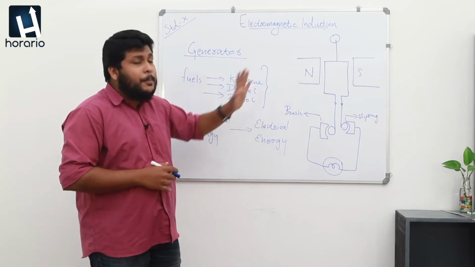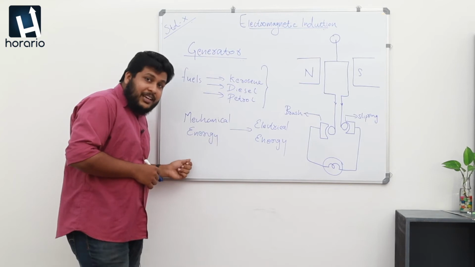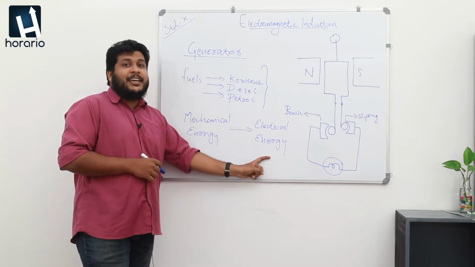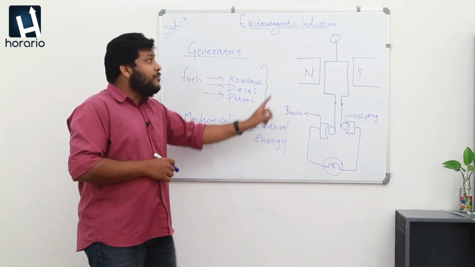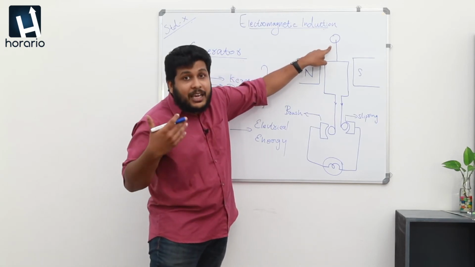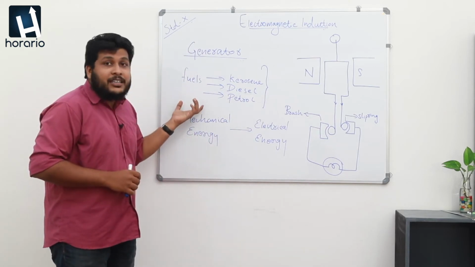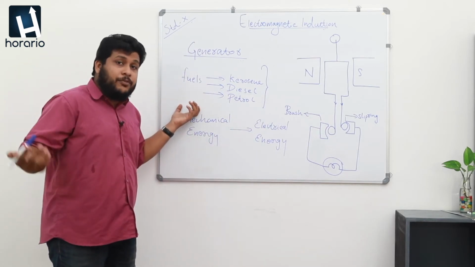So this is a simple method. With the help of a generator, with the help of mechanical energy, we are producing electrical energy. So here first of all we want to produce the mechanical energy. How is this mechanical energy produced? As I said, we can produce it by burning fuels or with any other type of medium.